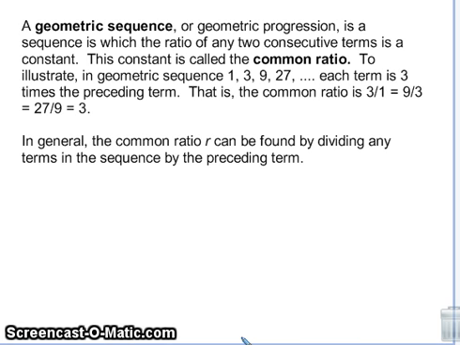So in other words, in an arithmetic sequence, we always added to get to the next number. We always added the same number to get to the next number. Now we're going to multiply by the same number to get to the next number in the pattern.